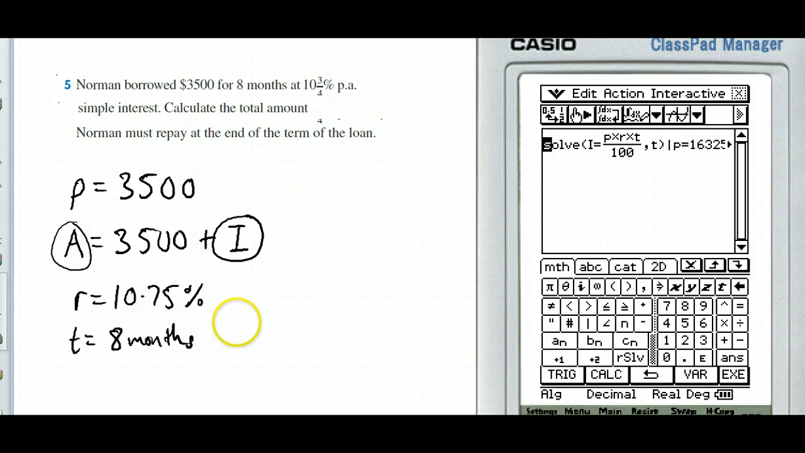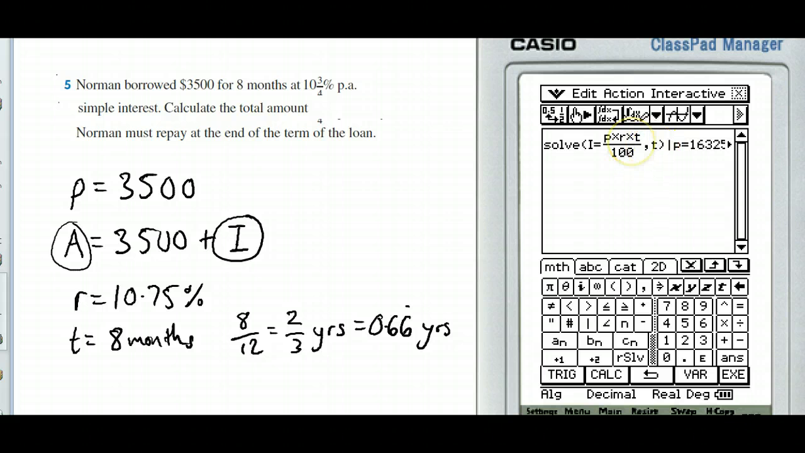So 8 months, let's do 8 over 12. 8 months out of 12 months equals 2 out of 3, 2/3 of a year, which we can express as 0.66 recurring years. Okay, so we've got all our values, we just need to put them into the equation.